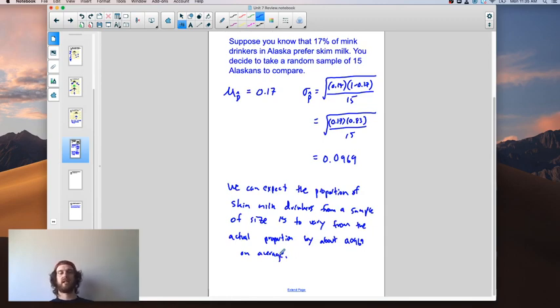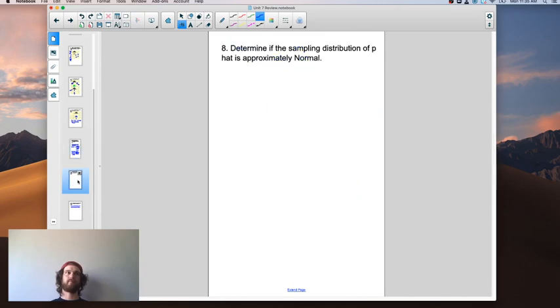Basically, if we were to go out and take a sample of size 15, it's probably going to be between plus 9% or minus 9%. It's likely what it's going to be. Okay, let's keep moving. Number 8, determine if the sampling distribution for p hat is approximately normal.